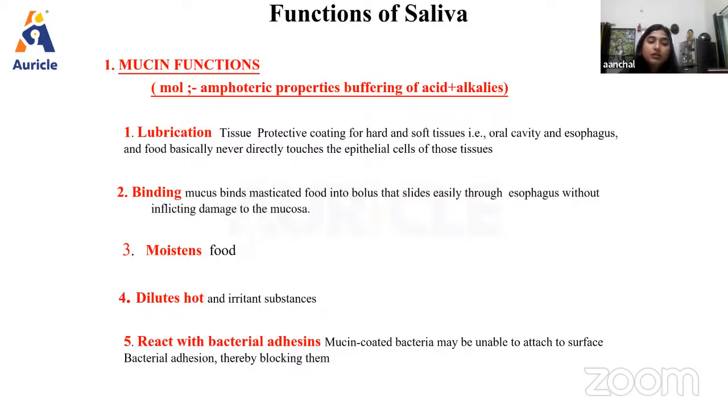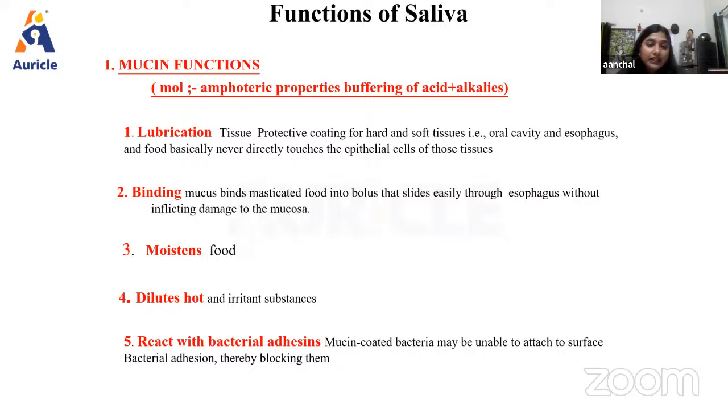As the name suggests, lubrication. Whenever the food gets mixed with the saliva, it provides lubrication, which facilitates the movement of the bolus. It is a tissue protective coating for hard and soft tissues, the oral cavity and esophagus, and food basically never directly touches the epithelial cells of those tissues.